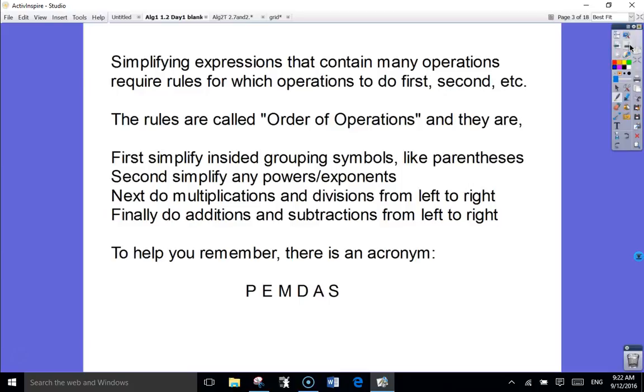So when you have to simplify expressions that have more than one operation in them, then you need to know which operation you're going to do first, which you're going to do second, which you're going to do third. And that's what we call order of operations.